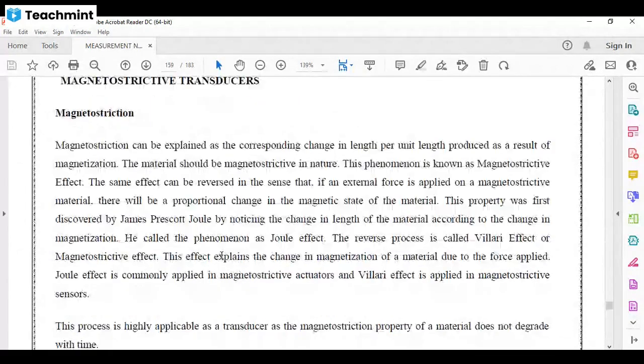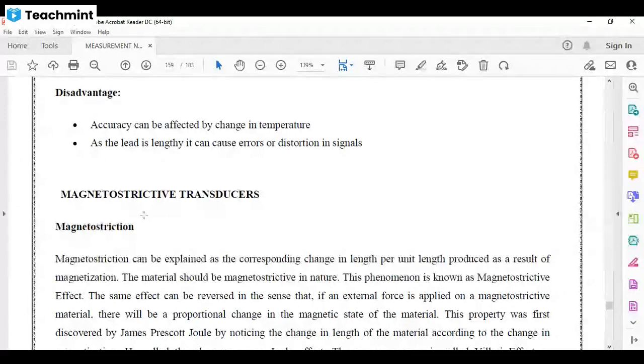Another measurement technique of this transducer is the magnetostrictive transducer. It can be explained as a corresponding change in length per unit length produced as a result of magnetization. The material should be magnetostrictive in nature, मतलब जो मटेरियल यूज करना है वो मैग्नेटोस्ट्रिक्टिव इन नेचर होना है, and this phenomenon is known as the magnetostrictive effect.